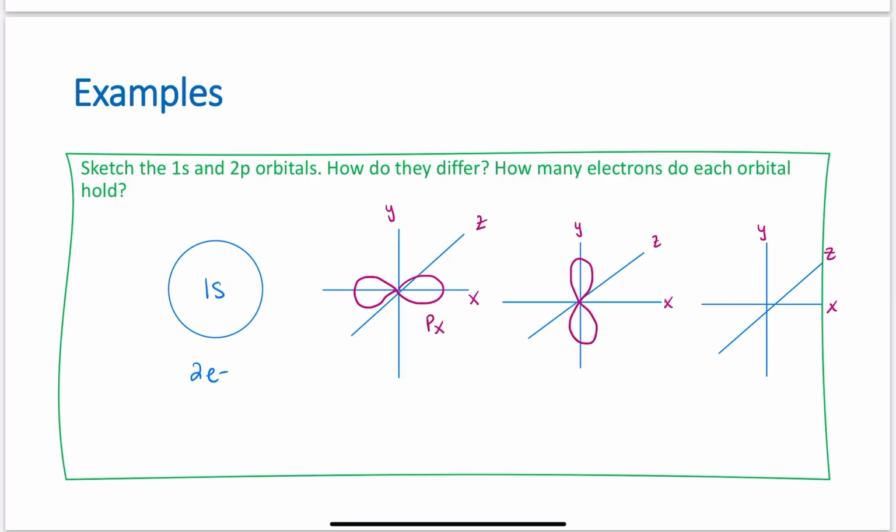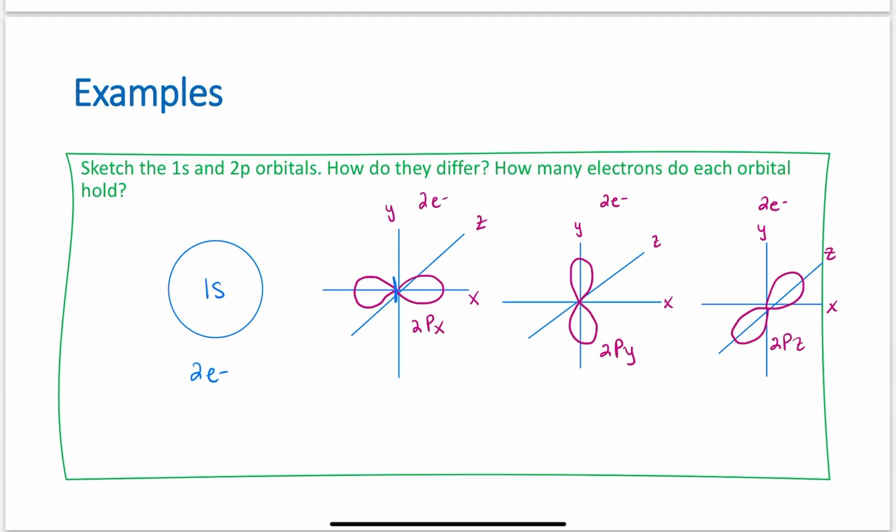You have your py, and you have your pz, which we're going to pretend that that line is actually on the line. Okay, so your px is centered on the x-axis, py is centered on the y-axis, and pz is centered on the z-axis. So your 2px, 2py, and 2pz look like this. Each one holds 2 electrons.